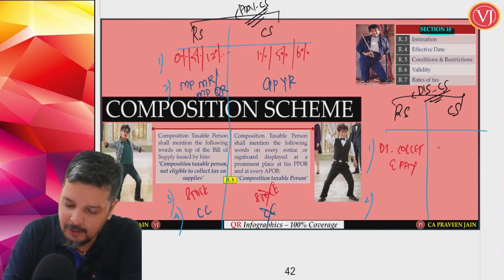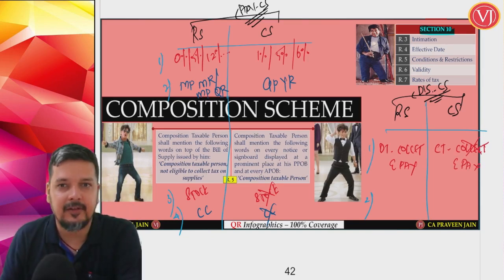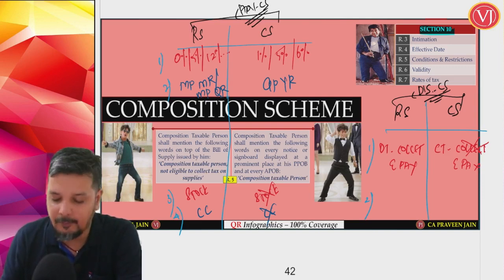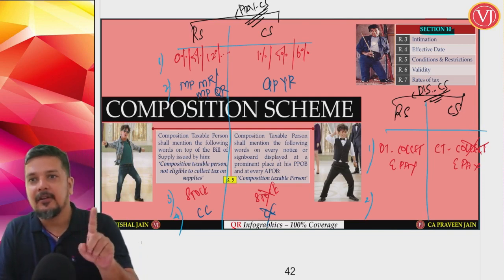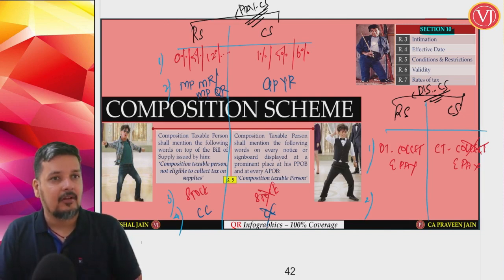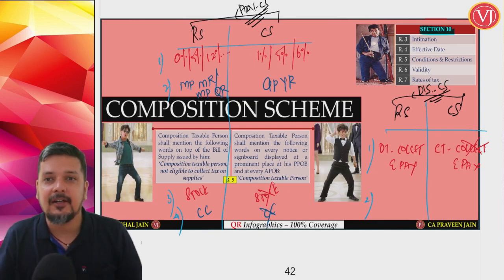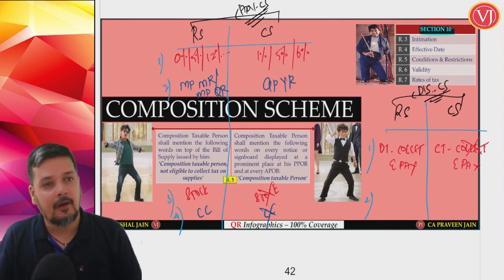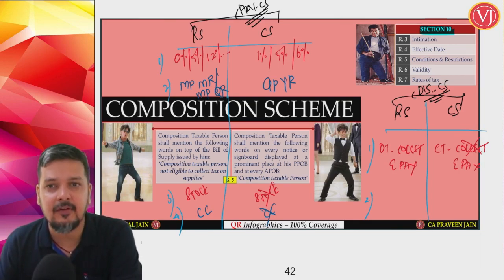But when you talk about your composition tax, you cannot collect from the customer. You have to pay from your pocket. Whatever percentage, normally it is 1%, but it can be 5% or 6%, you cannot collect from the customer. That is the reason we call it composition tax. I don't equate that 5% with the normal 5% because this 5% you cannot collect. You have to pay from your pocket. This is one of the disadvantages of the composition scheme.